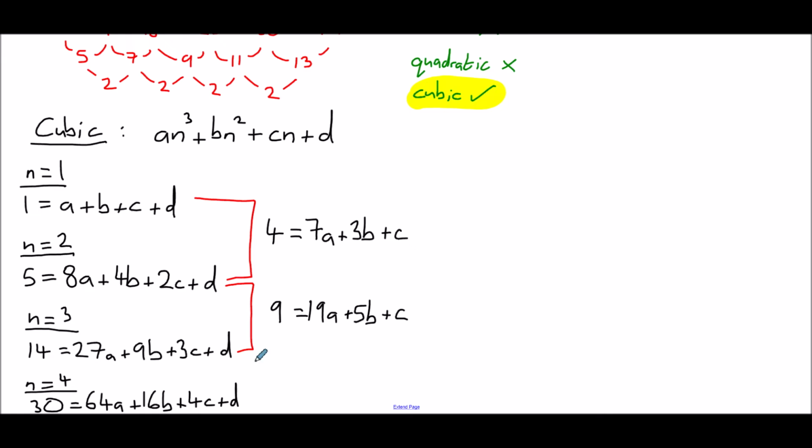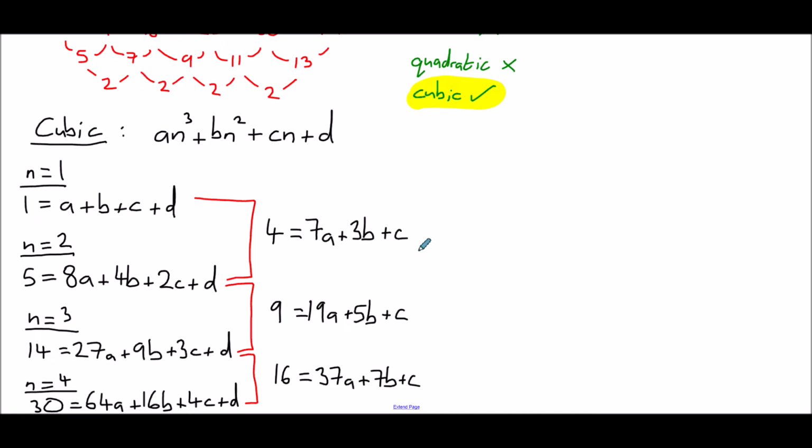And let's do it yet again for this third equation and the fourth equation. And so the bottom subtract this one above it. So 30 take away 14 to give us a third equation. We get 16 equals, now the a's, 64a's take away 27a, that leaves us with 37a. 16b take away 9b, that gives us 7b. 4c take 3c just gives us 1c, and again the d's cancel.